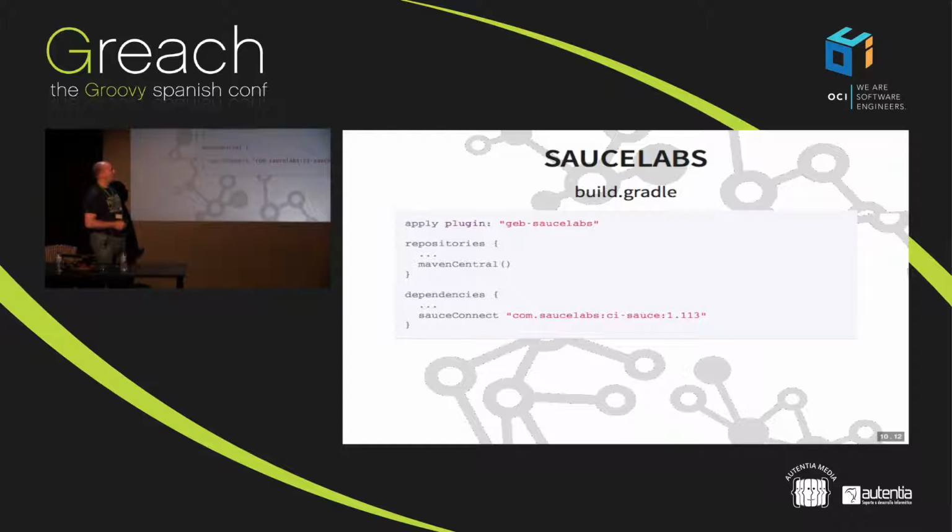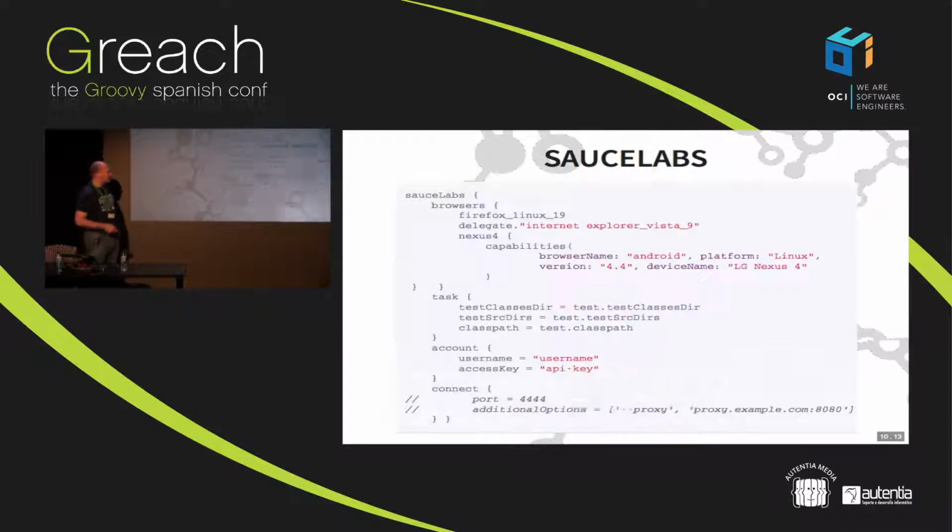So you apply the JEP Sauce Labs plugin. It's now available in Maven Central, even though the JEP documentation says you must include a different repo. That's no longer necessary because it's not published there anymore. Include the Sauce Connect CI source, which is a collection of these Sauce Labs tools for doing CI integration. When you do that, all you need to do is define a Sauce Labs closure where you define all the browsers that you want tested.